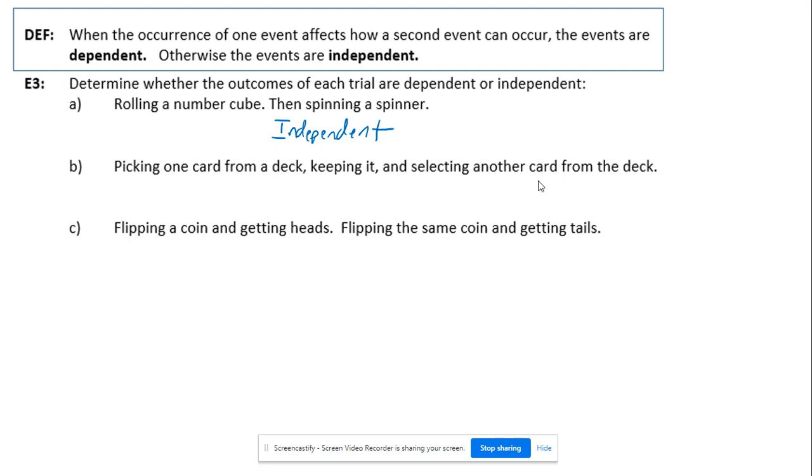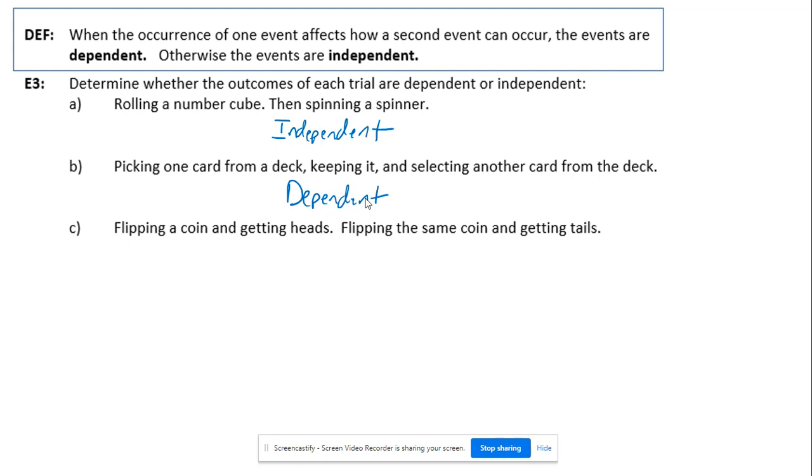Well, if I pull a card and it's the ace of spades, and I keep it in my hand and I go to select another card, didn't that change things? There's no more ace of spades in that deck anymore because I'm holding it. So I changed that deck by keeping the card out. Anytime I don't replace the card, it's a dependent event, and dependent events require special circumstances. They require us to do special multiplication when we do our calculations.